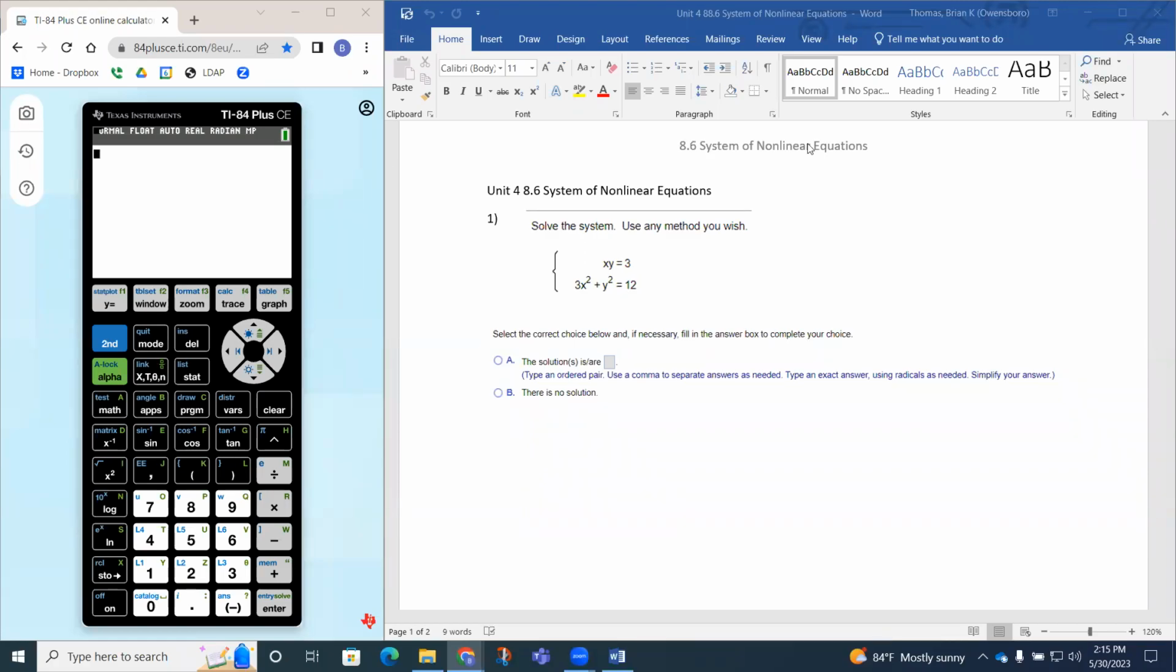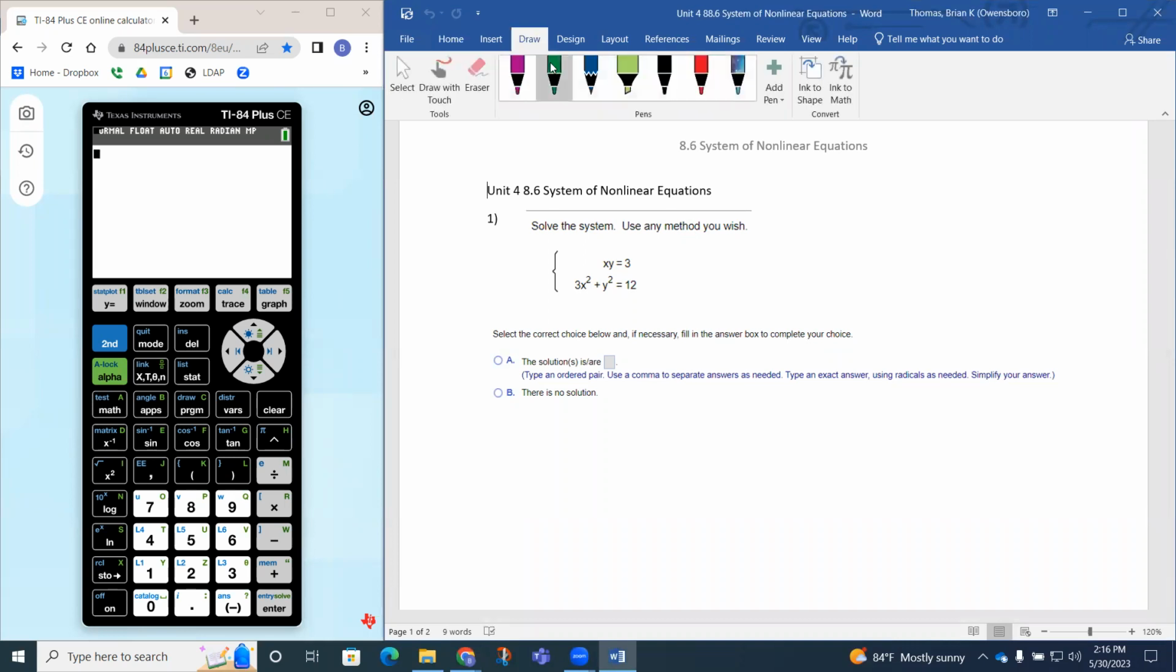So we're going to jump to 8.6 and work with systems of nonlinear equations. Again, if we look at these two equations, we have x times y equals 3 as one equation. Notice that that's not linear, because if we solve for y, you'd actually have y equals 3 over x. And if you solve this one for y, you'd have y squared equals 12 minus 3x squared.